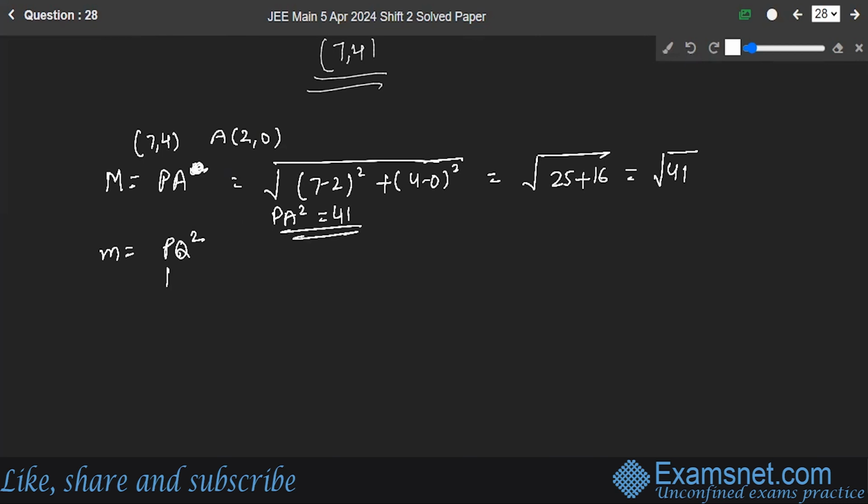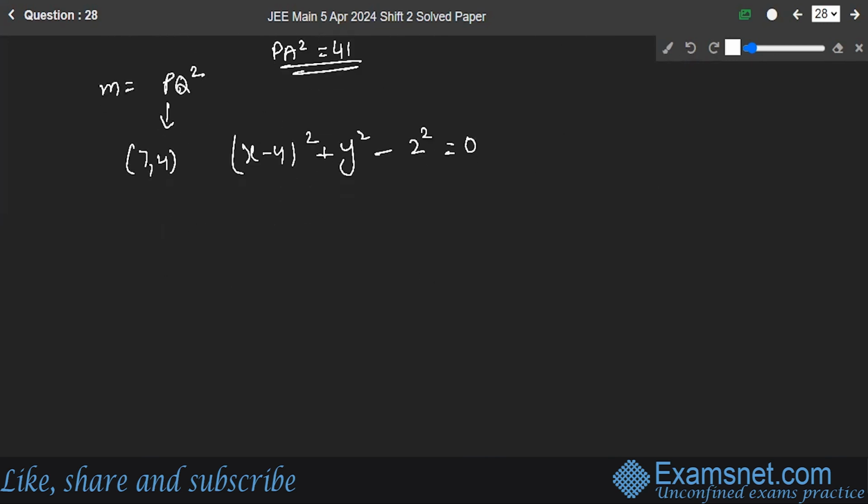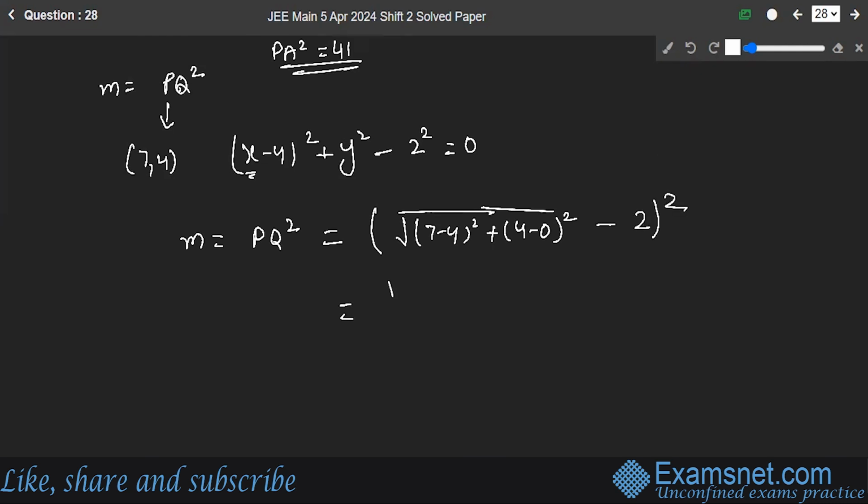Correct. Now the point P has the coordinates (7, 4) and Q is on the circle (x minus 4) square plus y square minus 2 square is equal to 0. So this distance, PQ square, will be given by root of (7 minus 4) square plus (4 minus 0) square, minus the radius, whole square. Okay, this will give me 9, 16 minus 2, which is equal to 9. So PQ square, or your small m, is equal to 9.